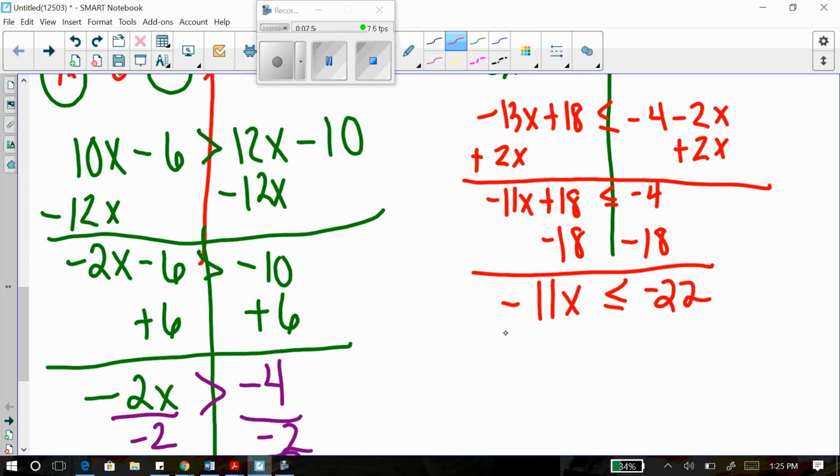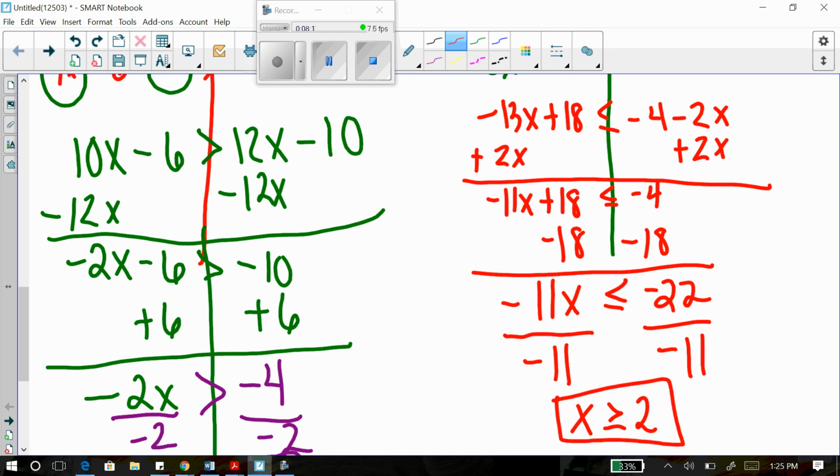We undo things that are being multiplied with division. So divide by -11. Again, this part about solving should be pretty easy for you guys. It's just like solving the equation. It's the rules of remembering when to flip the inequality sign, which right now would be one of those situations because we divided by -11. And we get x is greater than or equal to 2.